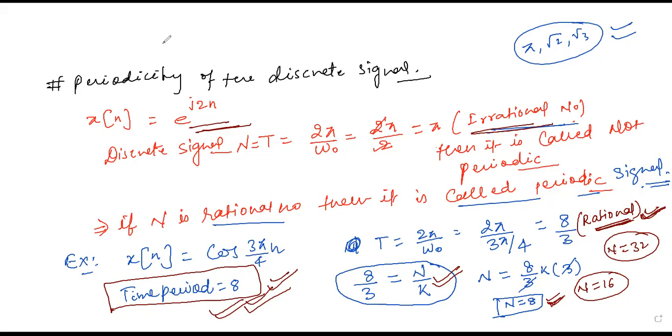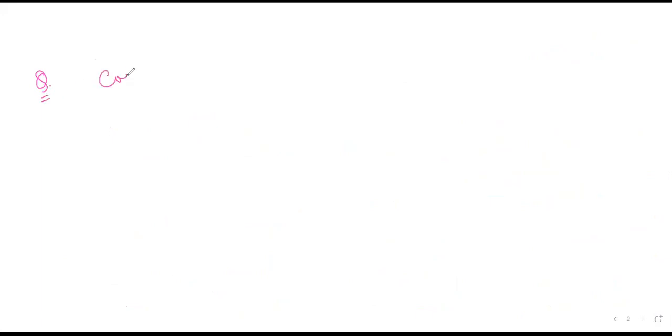Now, next question. Let's say another question. Cos of n by 4. This is x of n. Periodic or not periodic? Check it.